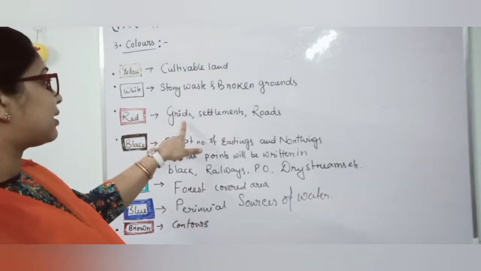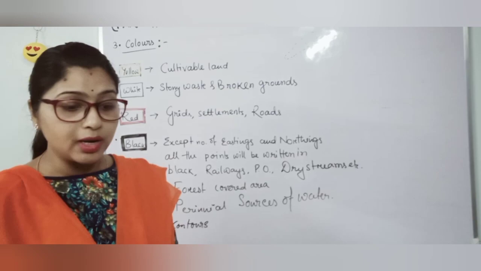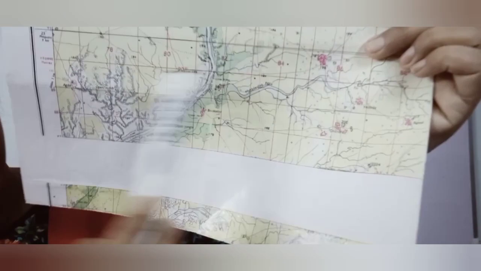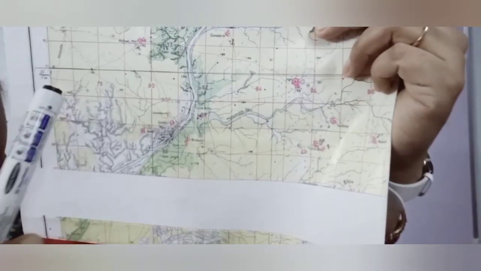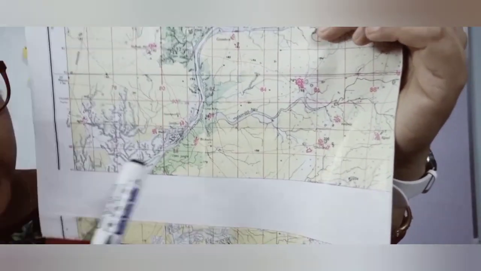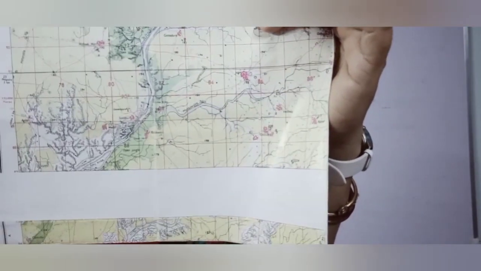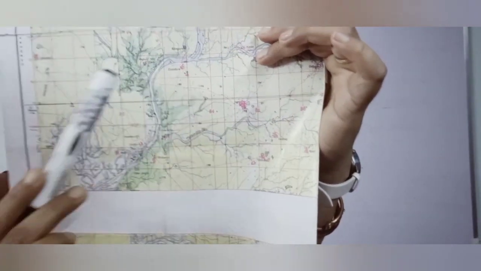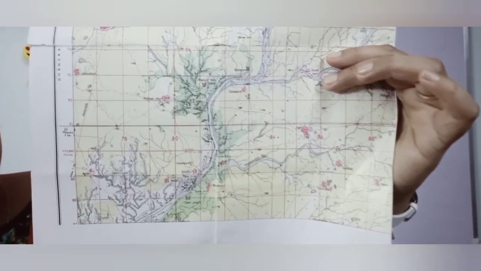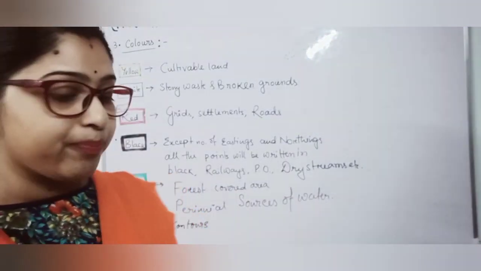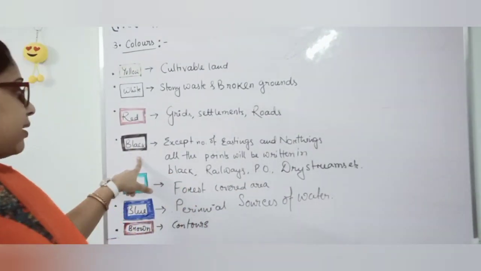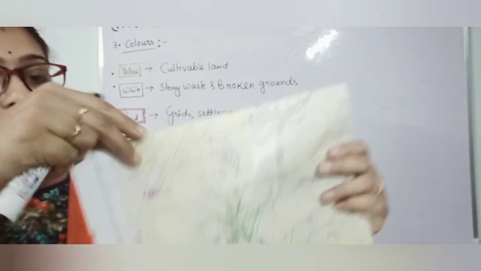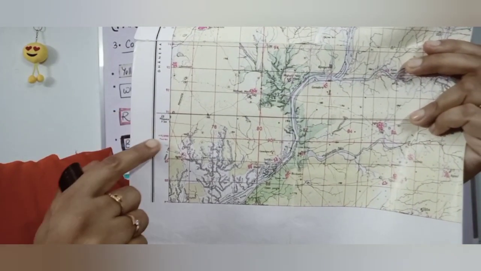Number 3, grids, settlements and roads. In topographical maps, all the grids are shown in red lines. The settlements are in red color, as well as all the roads. You can see some lines here, these are the roads, also given in red color. Next, the numbers of eastings and northings are also shown in red color.